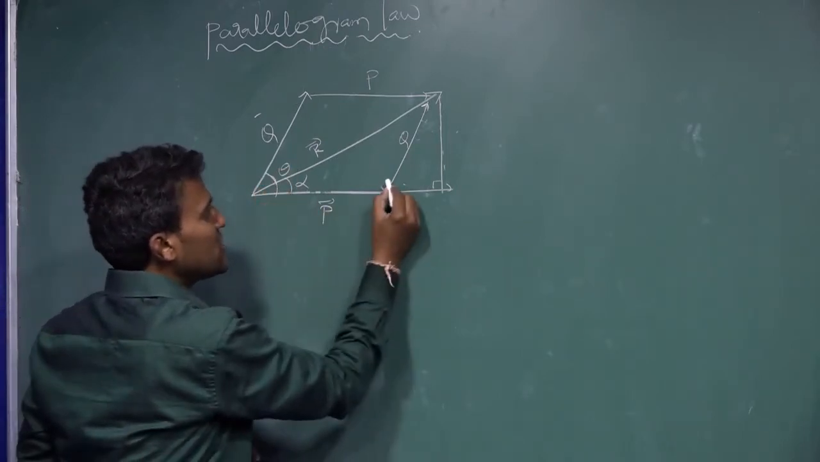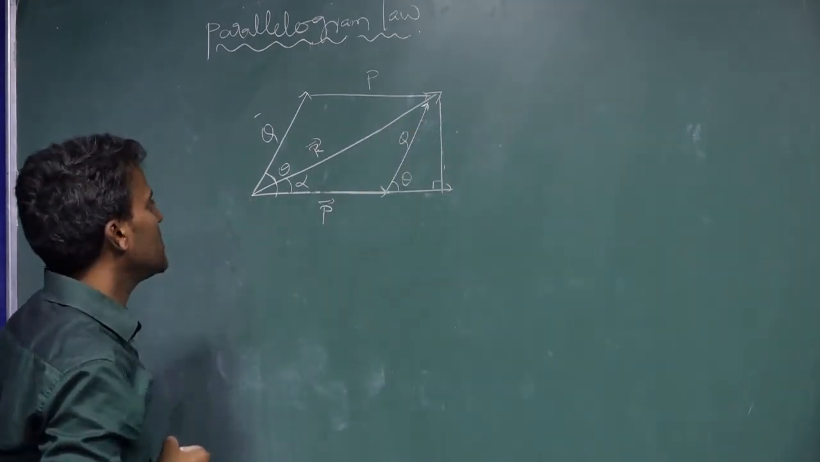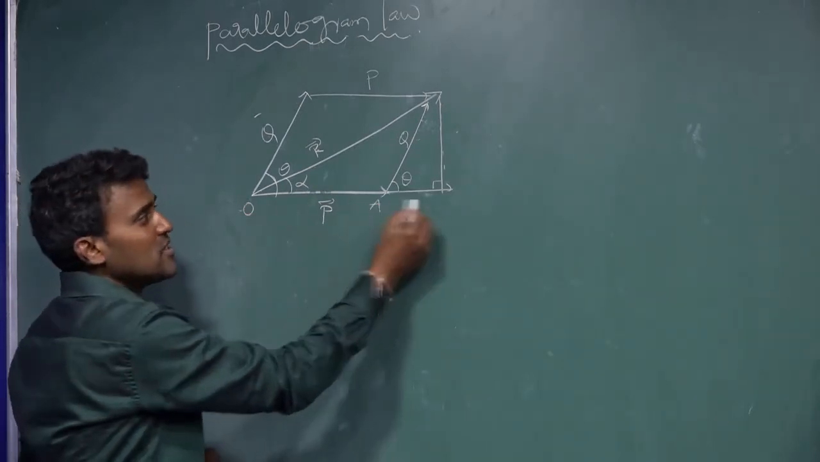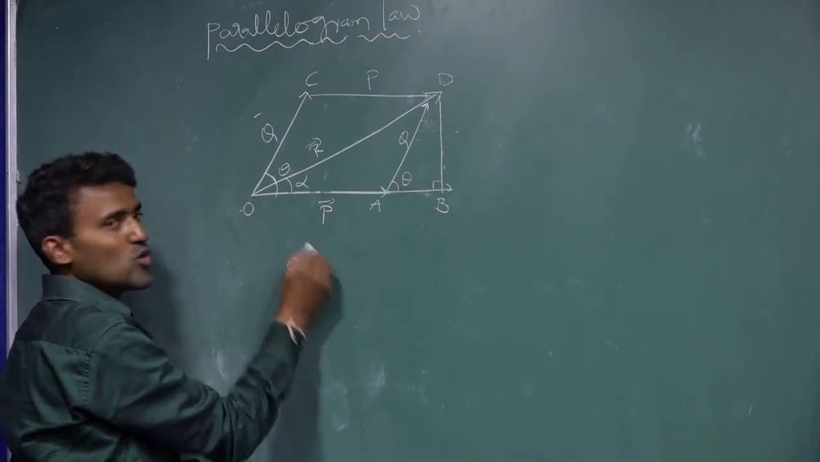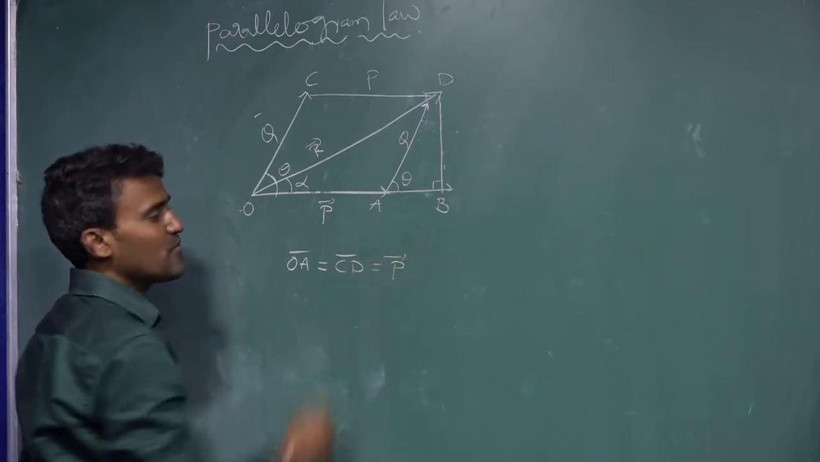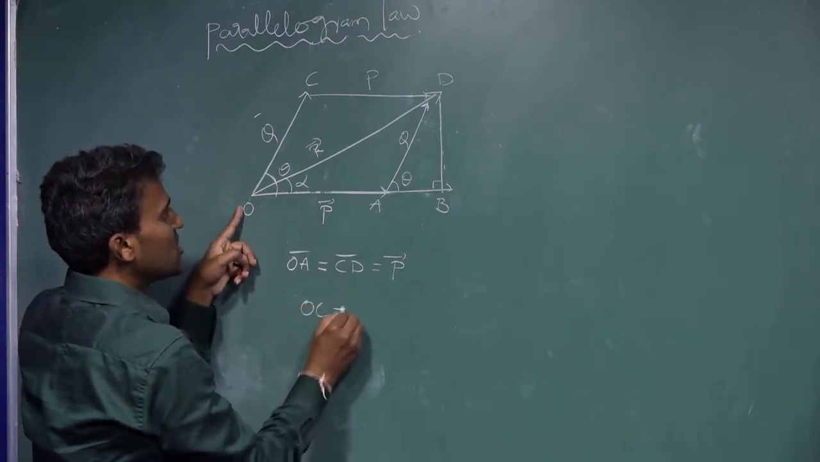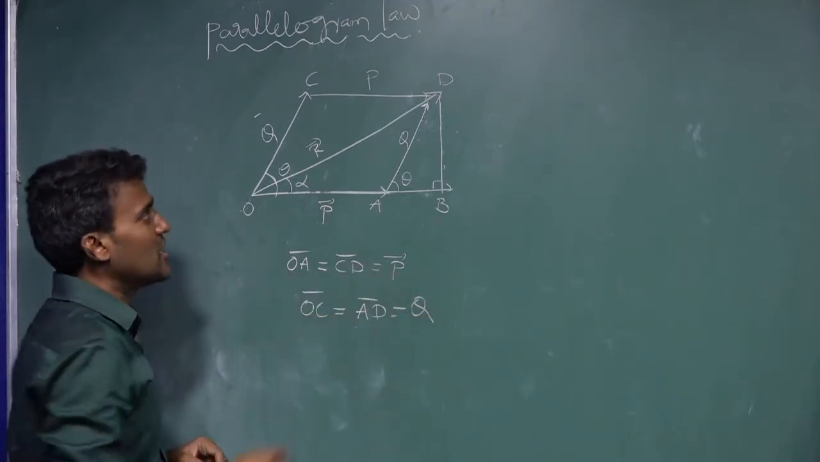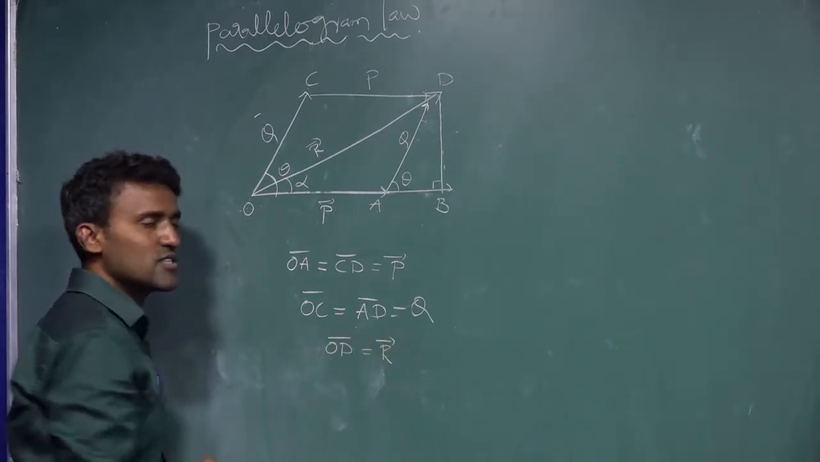Now this angle is theta, so this angle is also theta here, because this is P vector and this is Q vector. Now we can write: OA is P, and the other points are B, C and D. OA is equal to CD, which is equal to P vector. OC is equal to AD, which is Q vector. And the resultant is OD, so OD is equal to R.